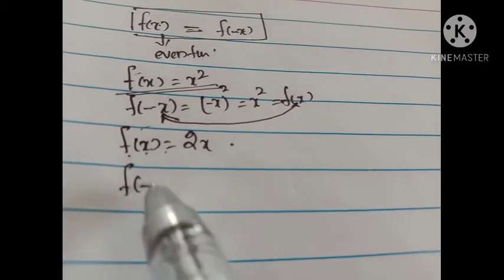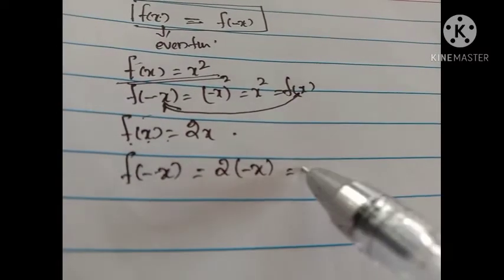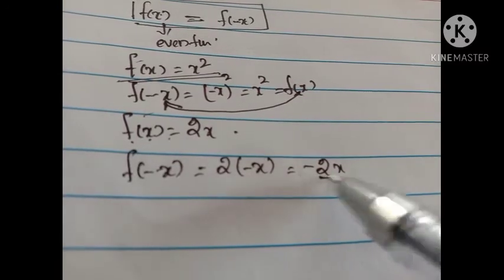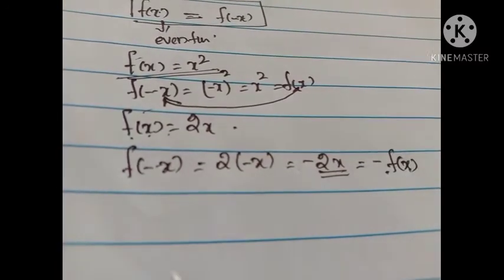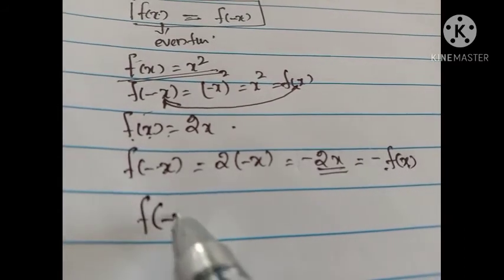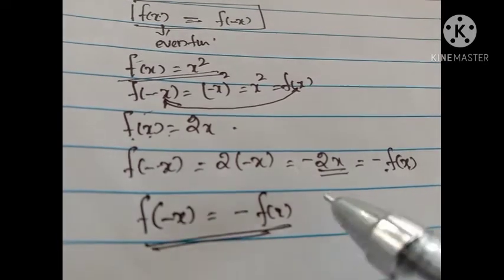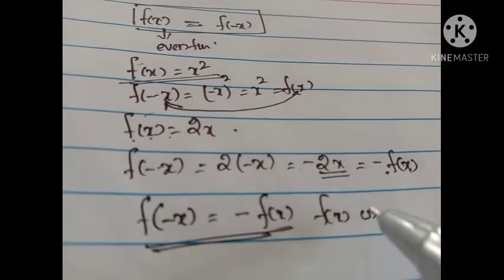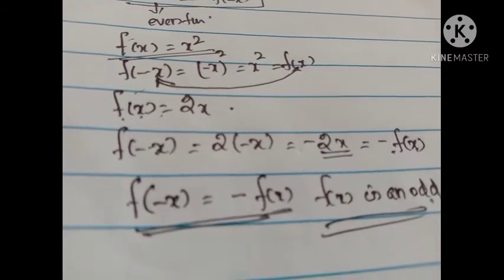Consider f of x equal to 2x. What is f of minus x? That is 2 into minus x, that is minus 2x. Minus 2x is minus into 2x, and 2x is our f of x. So f of minus x is minus f of x. In this case, we can say that f of x is an odd function. Okay. So in this manner, we can verify whether the function is odd or even.